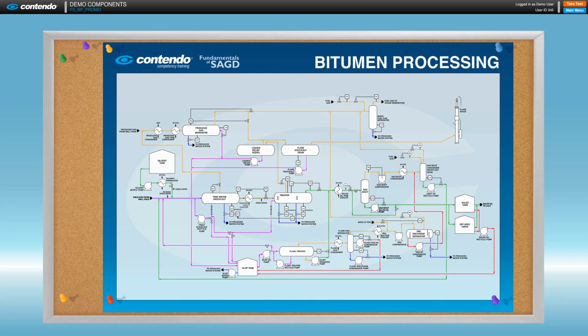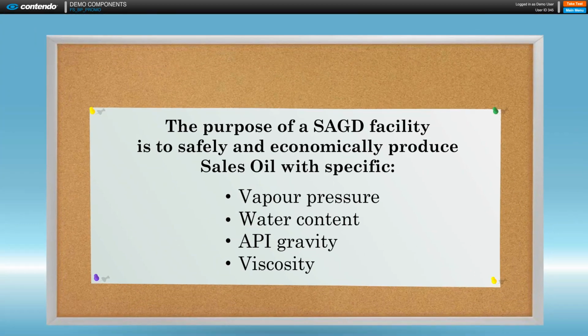The steam-assisted gravity drainage process is a leading in-situ bitumen recovery technique. We discuss all aspects of bitumen processing in a SAGD facility, from recovered emulsions to sales oil. We describe the technologies and processes used to safely produce saleable oil from reserves of bitumen recovered from the oil sands. The purpose of a SAGD facility is to safely and economically produce sales oil with specific vapor pressure, water content, API gravity, and viscosity.